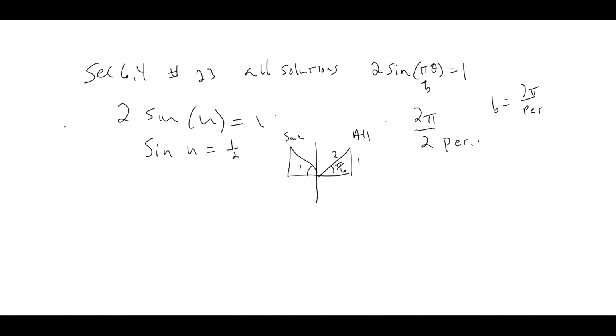So you'll see here, let me get a different color ink going here for the second angle. And then we'll also see this angle here, which is 5 pi over 6.